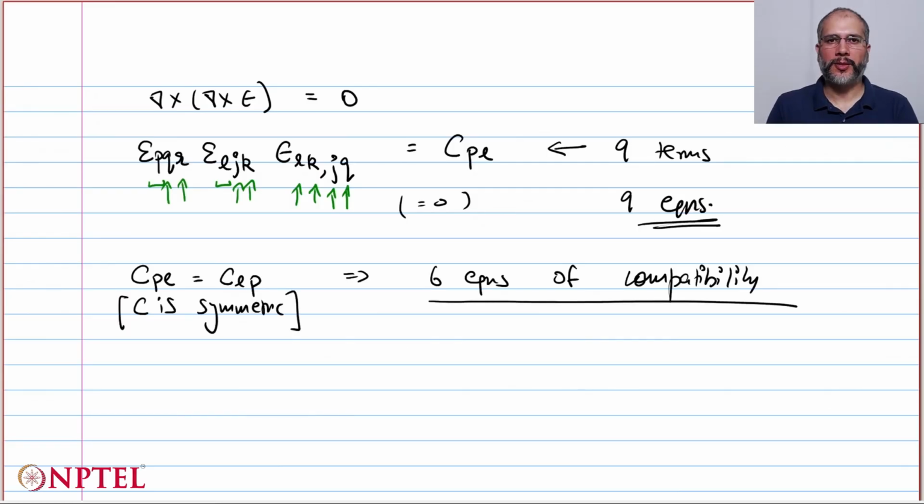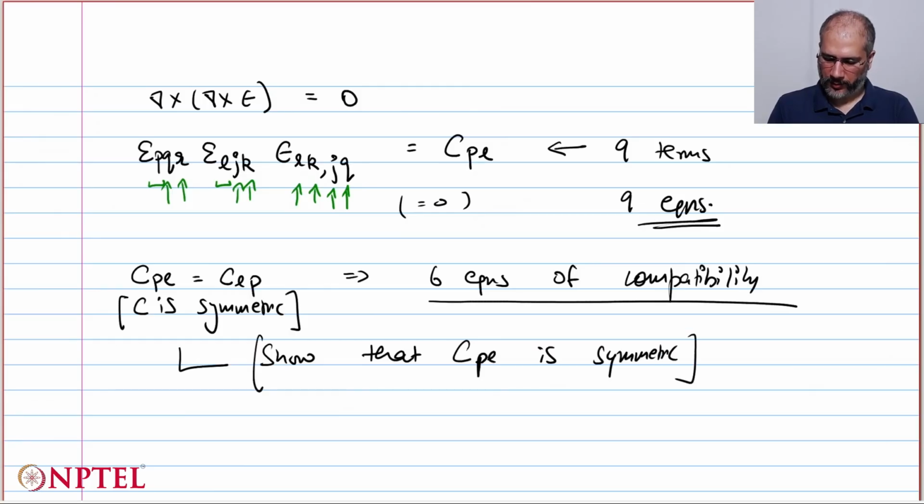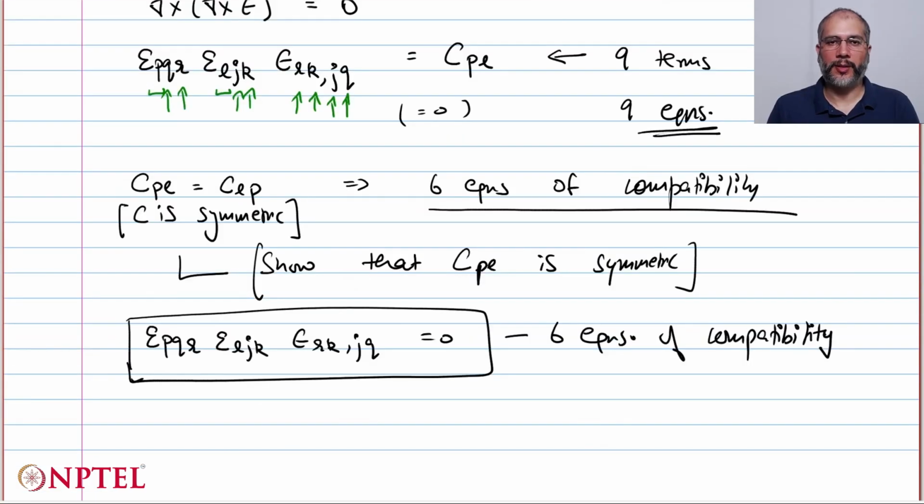So again, this is an exercise in index manipulation. I will leave it to you to show that CPL is symmetric. So that's another homework for you to try out, and that will be a good exercise in indicial notation. So these are the 6 equations of compatibility.